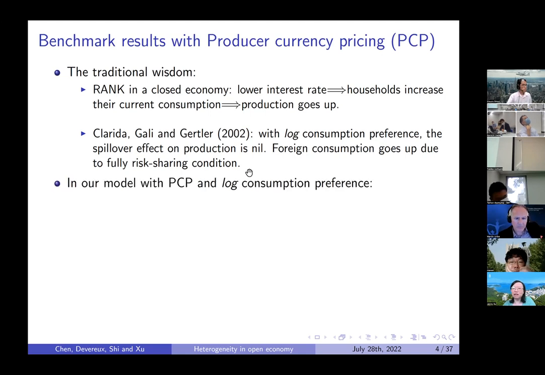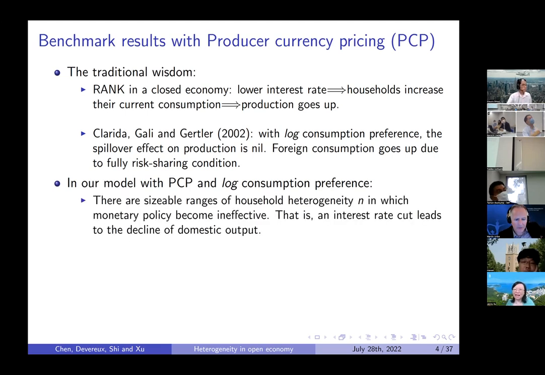Okay, how about in the model with heterogeneity? And also we're going to first assume the standard one, that is with producer currency pricing. So in that case, if there's no home bias, we're going to have PPP hold. And we're also going to have log consumption preference. Well, we find that household heterogeneity is really going to play a role. There will be some ranges where household heterogeneity implies that monetary policy becomes ineffective. We call that a monetary trap.